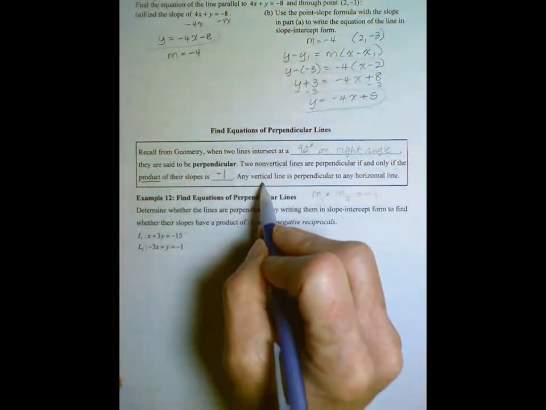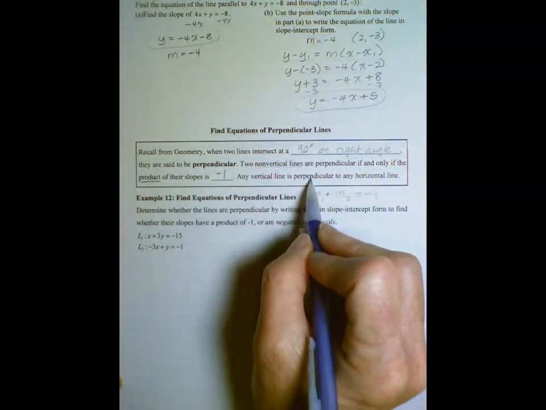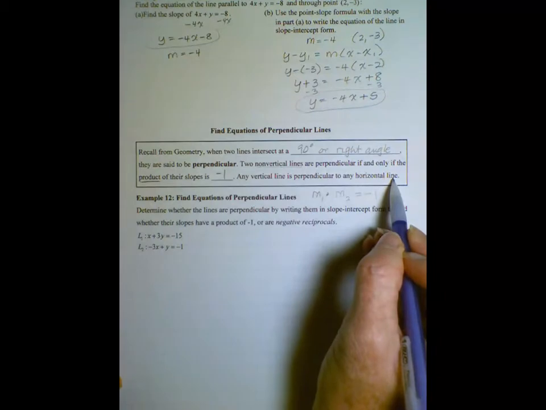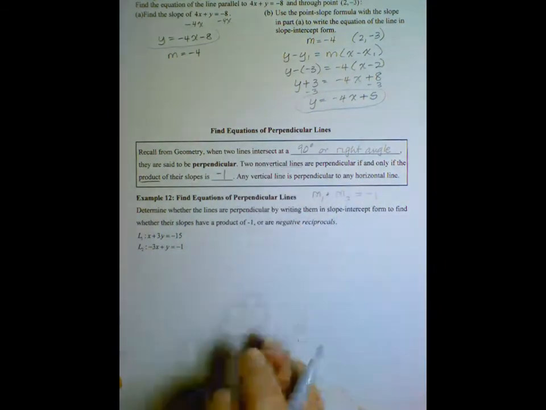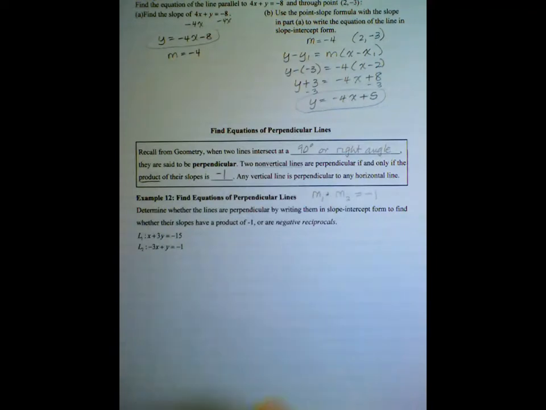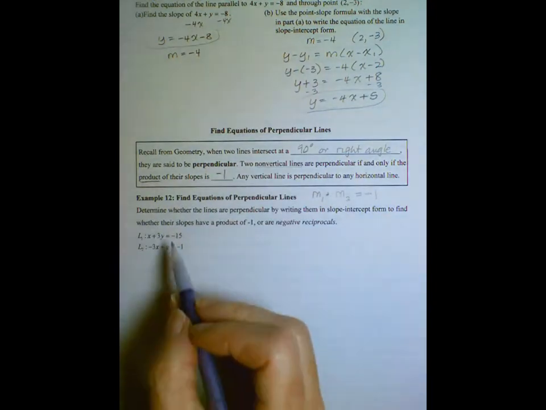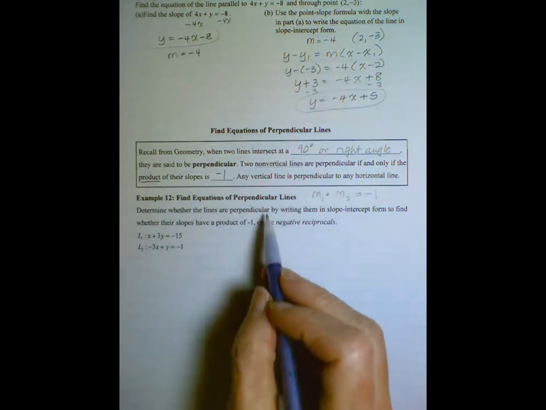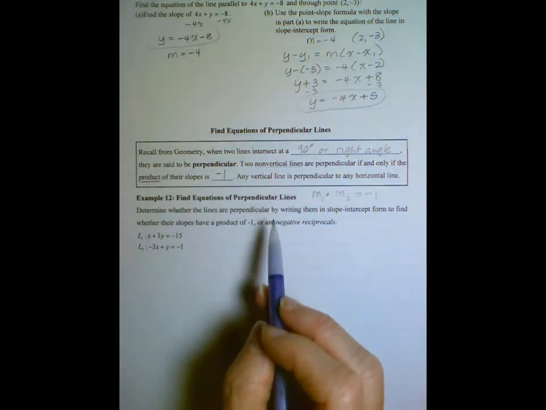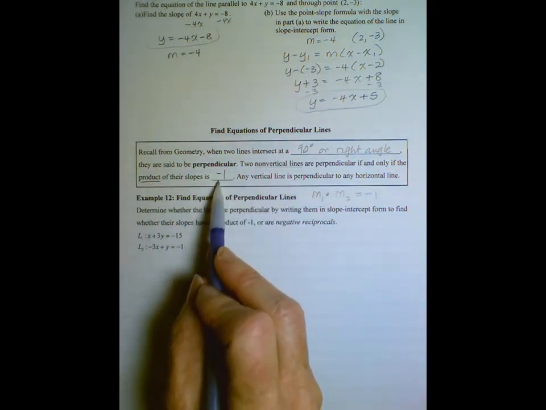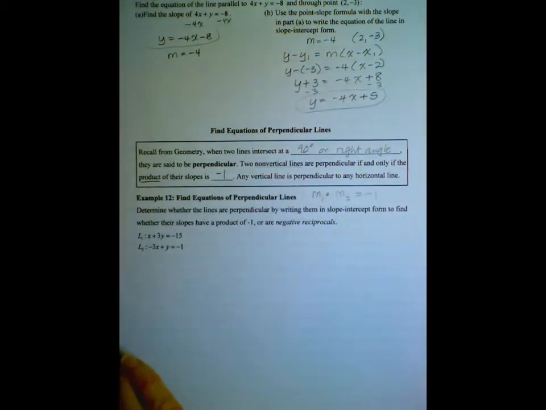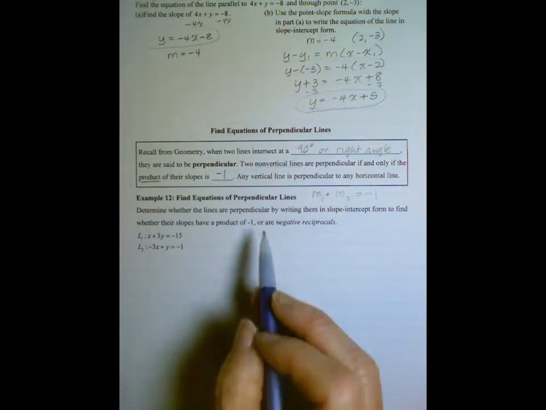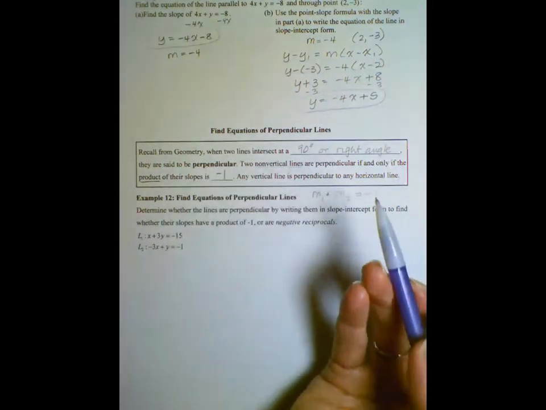Now, what do we say for vertical lines? Any vertical line is perpendicular to any horizontal line, and vice versa, right? So vertical lines are always perpendicular to horizontal lines. Okay, so the first type of example, here's the equation for two different lines. Are they perpendicular? What we need to find is their slopes, and if we multiply their slopes and get -1, then we know they're perpendicular. That's all we need to check. It doesn't have anything to do with y-intercepts.